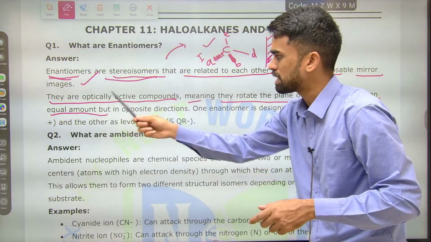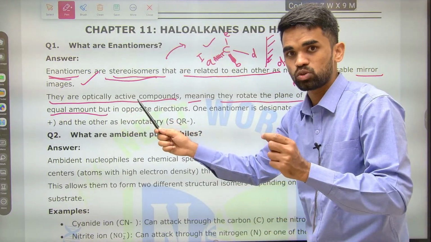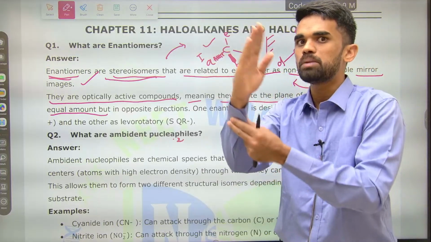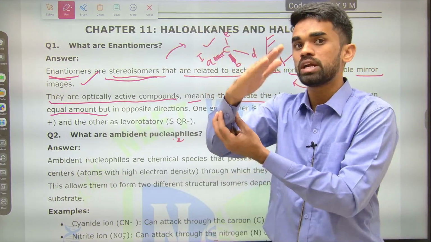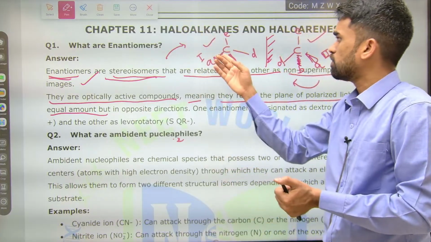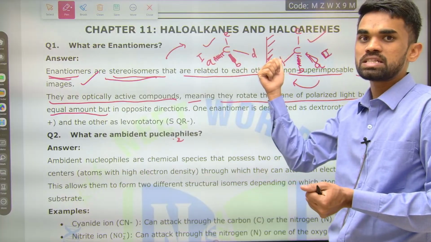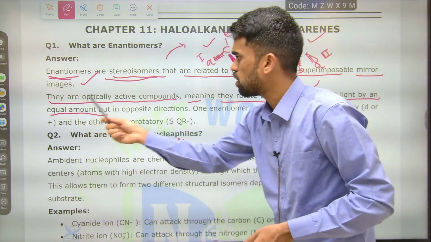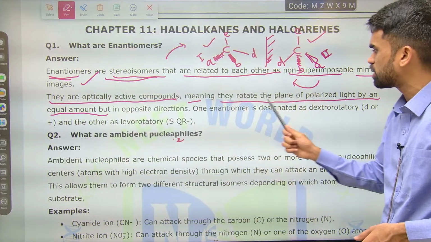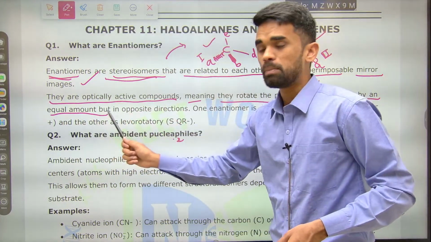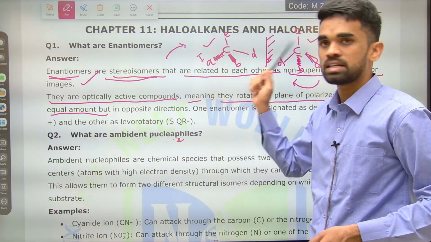See, they are optically active compounds. Optically active compounds means what? They have the ability to rotate plane polarized light. If its real image is rotating right side, then its mirror image rotates left side. So they are optically active compounds, meaning they rotate plane polarized light by an equal amount but in opposite direction. It is right, that is left.